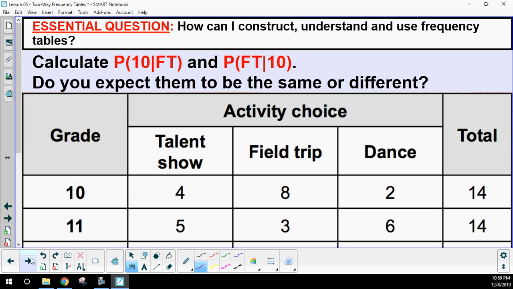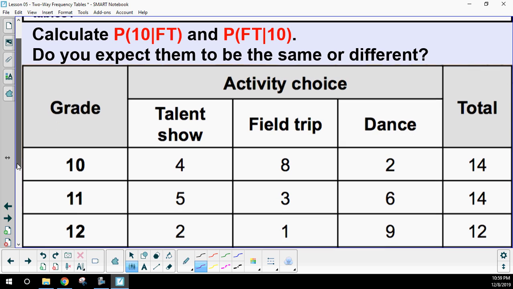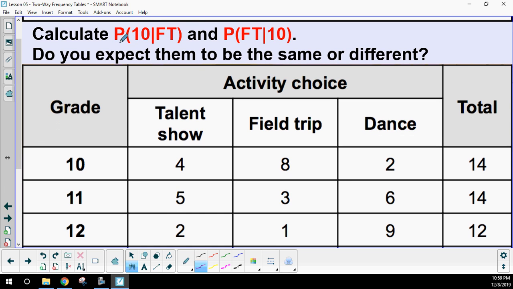Now let's talk about the conditional statement. Let's calculate the probability of 10th grade given that they picked field trip. Now I want you to see the difference between field trip given that they're 10th grade. Should they be the same? Should they be different?